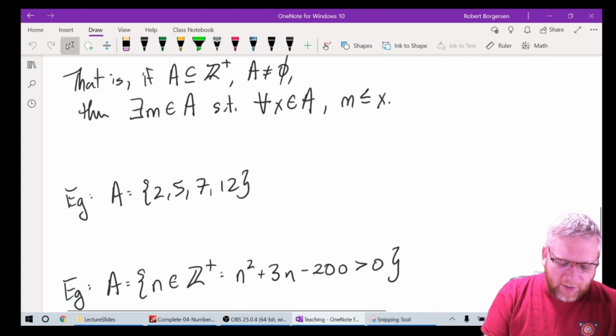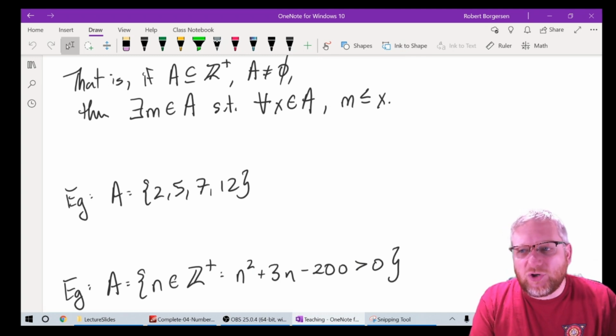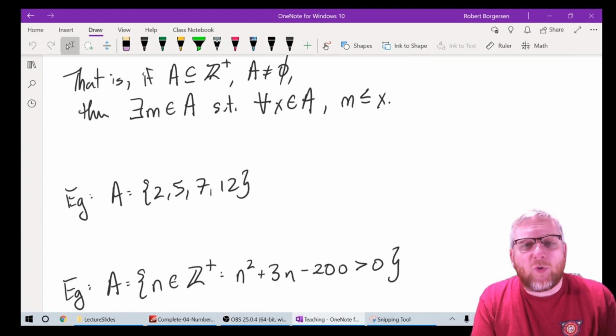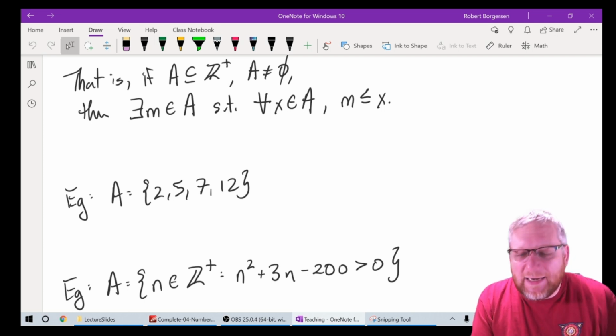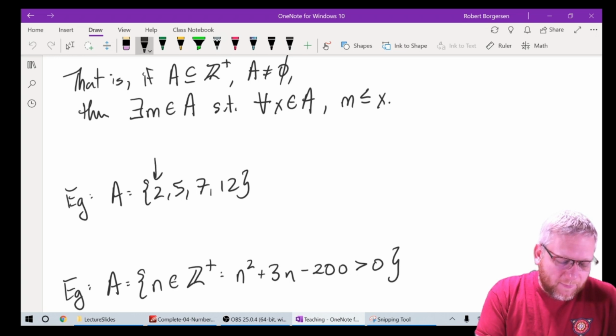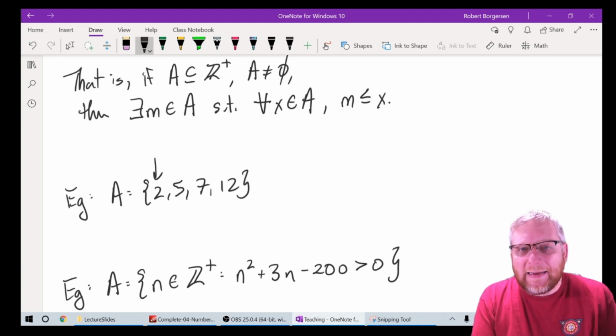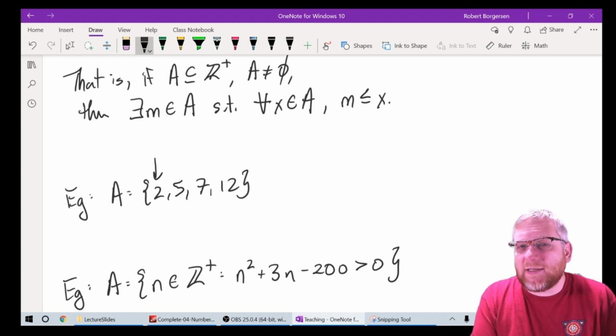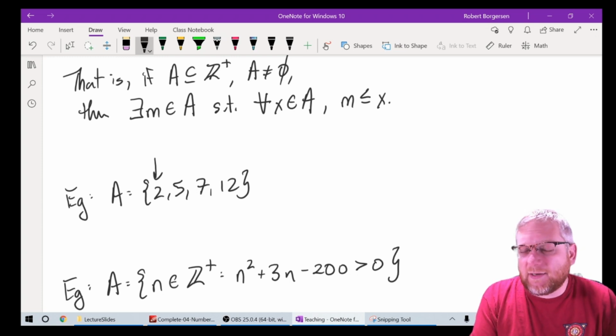Let's take a look at a first example here. Take A to be the set 2, 5, 7, 12. Well, there are only 4 elements in that set. I don't even need to apply the least integer property. It's pretty obvious that there is a smallest element there, and the smallest one is 2. And that's the point: the least integer property is a fairly straightforward thing, but the subtleties are what get you.